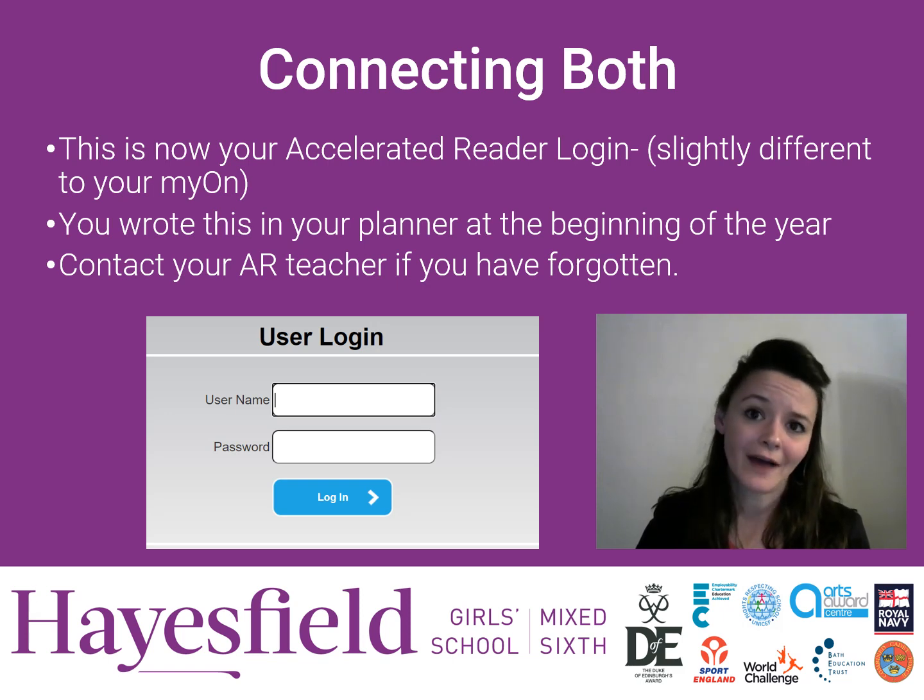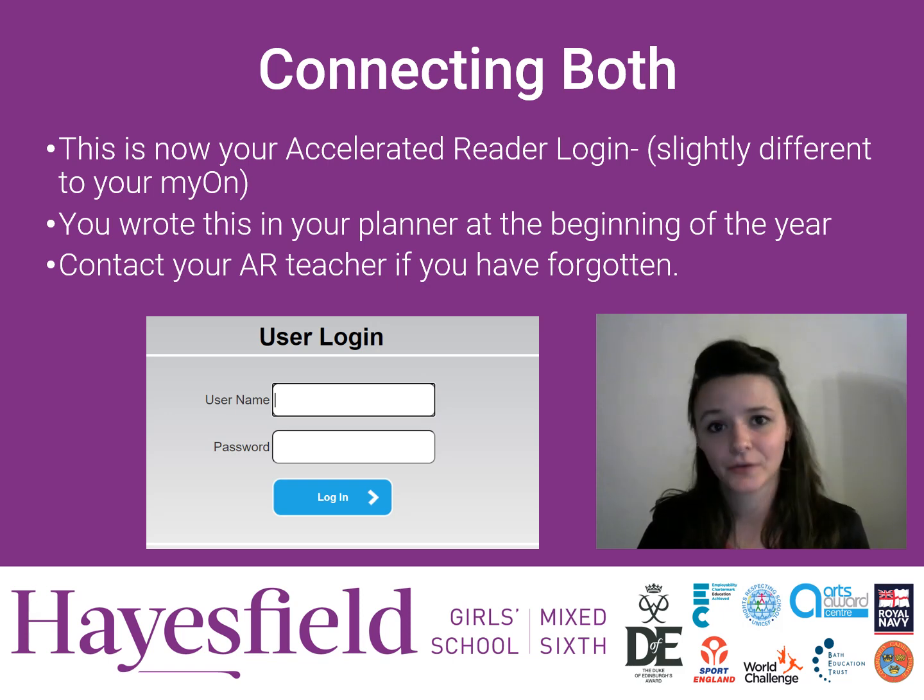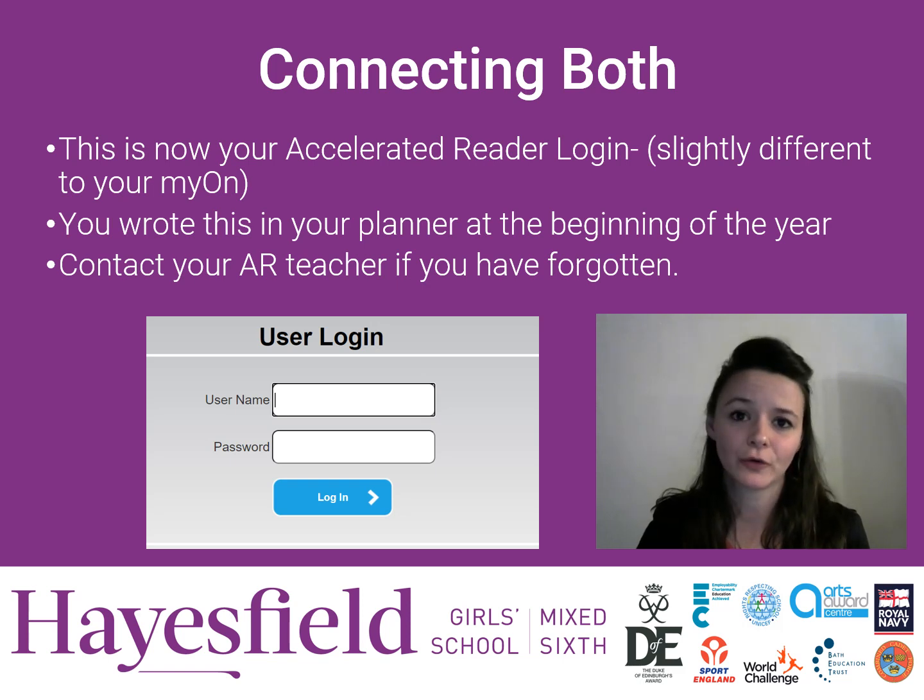If you do not have it in your planner, or you try and it doesn't work, pop an email to your Accelerated Reading teacher. You can even ask your tutor, your English teacher as another point of call to get that up and running. But just to be clear, when it flags up user login, you're putting your Accelerated Reading login in, not your MyON login. So this is connecting the two.